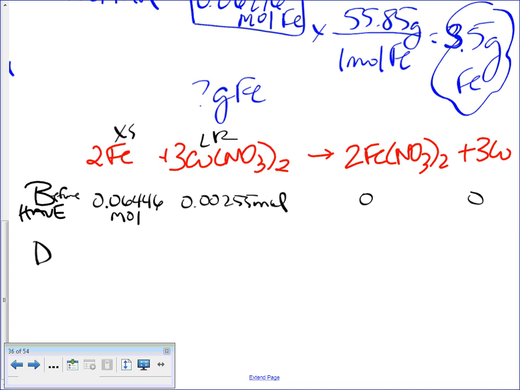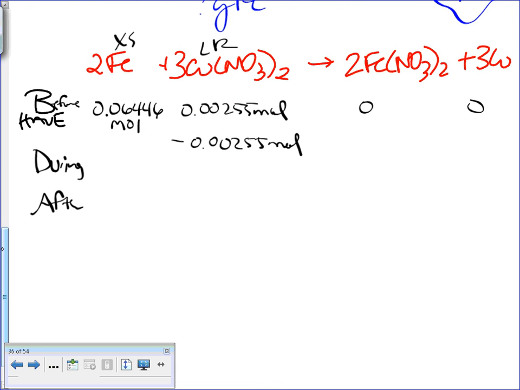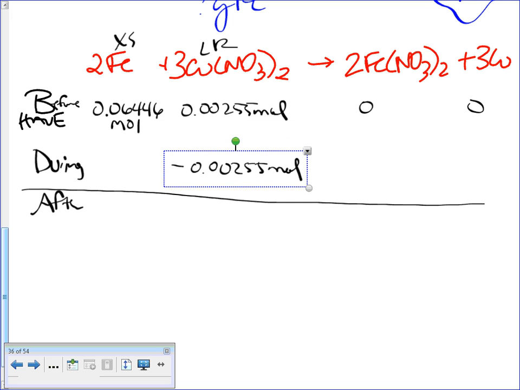Once you figure that out, you know this one's going to be subtracted. You know every bit of that is going to go away. So I'm subtracting that 100% because this is during the reaction. Because after the reaction, how much of the LR do I have left? After the reaction? 0. That's the goal. So after the reaction, I have 0 left over. 0 moles left over. So how much of this iron actually is reacting?